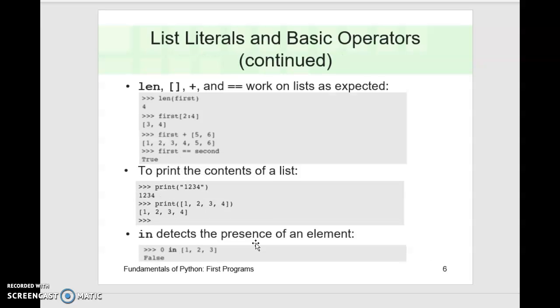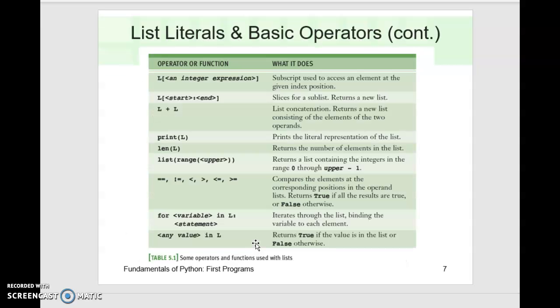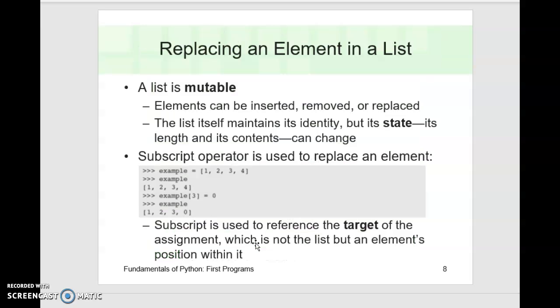There are other basic functions that you could use once you create a list. Length is one. LEN is length, and it will tell you how many elements there are in a list. Here's some other basic ones, like being able to print or to look for every variable that's in a list to find a specific value. These are operators or functions that you can use within the operations of lists.